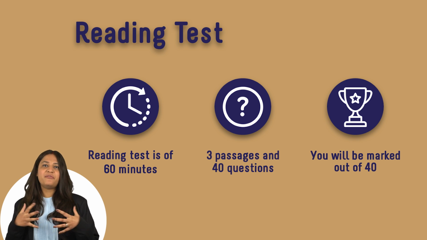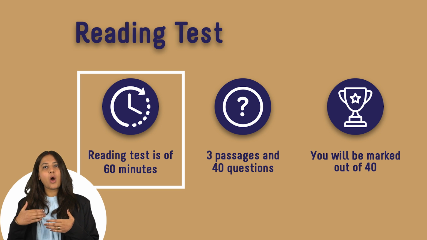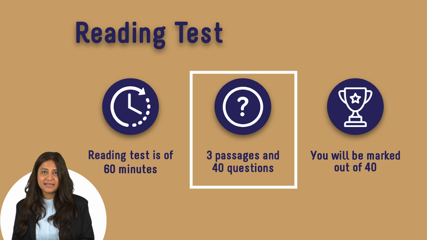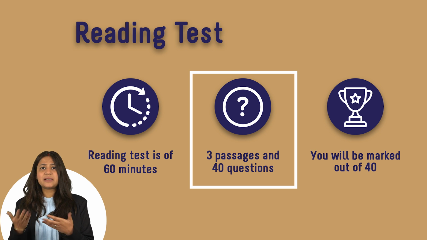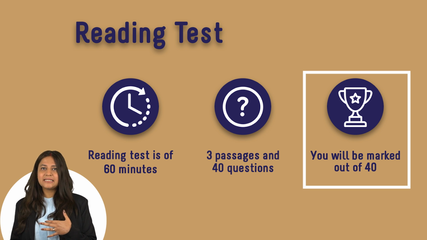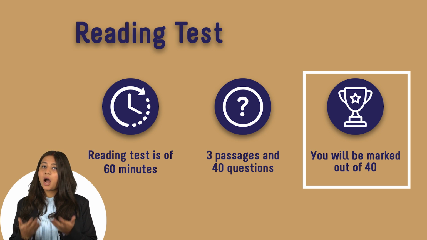Now, we have reading as our second skill. The academic reading test will go on for 60 minutes. It includes 3 passages and 40 questions. You just need to find out the answers to the questions from the passage, just like how we used to do at our school. Comprehension, some of you might call it. Like the listening test, reading is also marked out of 40, and again, depending on how well you have scored, you get a band.